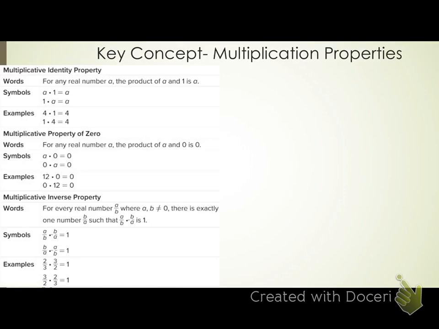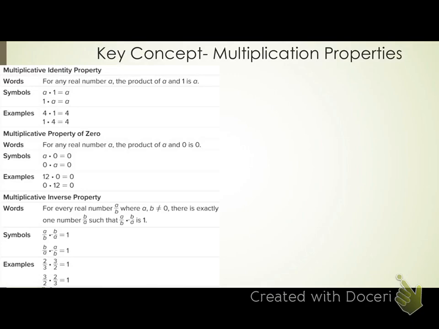Here's 3 more properties. These are multiplication properties. We just talked about them on the previous slide. For any real number A, the product of A and 1 is A. Anytime I multiply a number times 1, I get that number back. We good with that multiplicative identity property? Okay? Multiplicative property of 0. Anytime I multiply a number by 0, I get what? 0. Any number times 0 is 0. Any questions on my multiplicative property of 0?